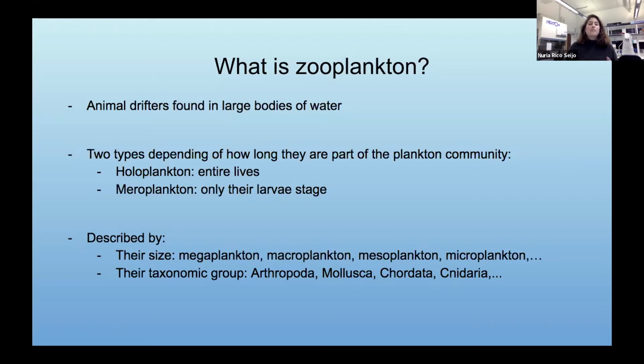So the zooplankton belong to the plankton community. And depending on how much time they spend in that community, we can divide them into two groups. Those that spend the entire life in it, which are called the holoplankton. Some examples are copepods and jellyfish. And others are those that only spend a little time of their life in the plankton community, usually the first moments of life, which is the larval stages. Those are called the meroplankton. Some examples could be fish and crabs.